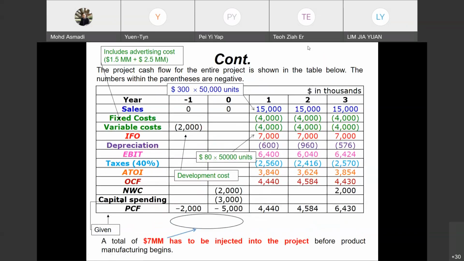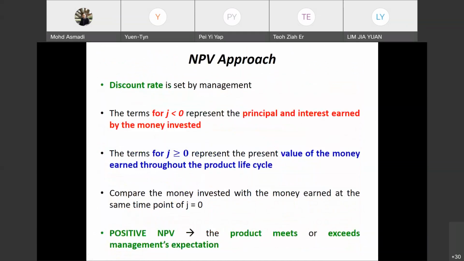And then variable cost. If you still remember, variable cost is $80 per unit. So we have 80 multiplied by the 50,000 units. So we can get 4,000. So this is the value in thousands, meaning that 4 million. Okay, and IFO. So based on how to calculate this IFO differentials, we get from the book value. This one. Just refer back to the previous equation, if you still remember.